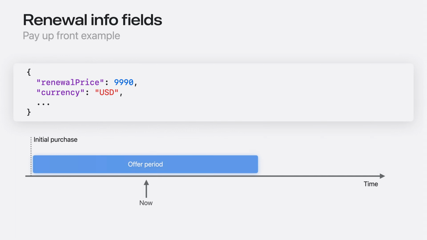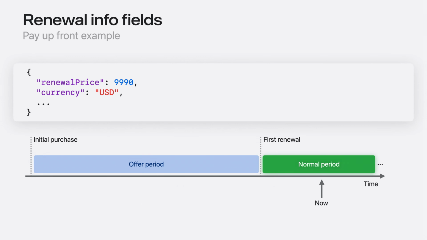Revisiting our pay upfront offer example, we can see how these fields work. During the initial promotional period, the renewal info contains information about the upcoming normal period. You can see the full price of $9.99 USD will apply at renewal. Following the first renewal, the renewal info reflects what will occur at the second renewal. Since the customer is now at the normal subscription price, the fields are unchanged.